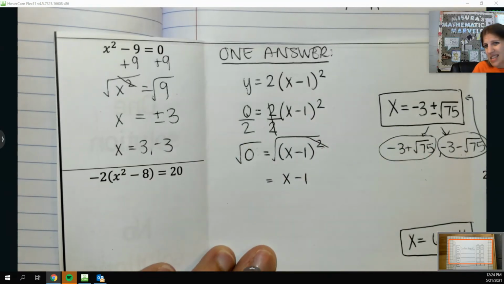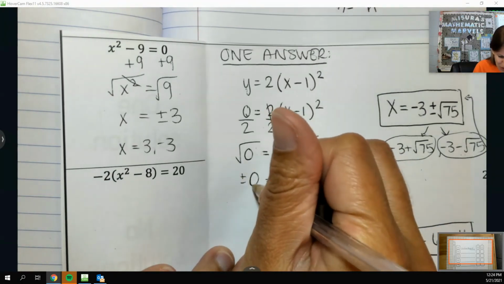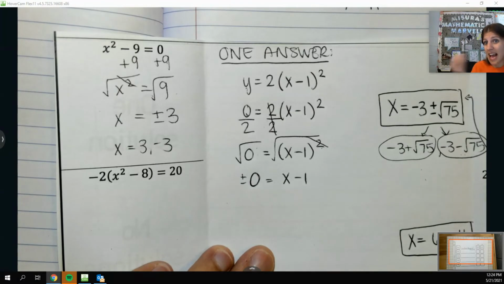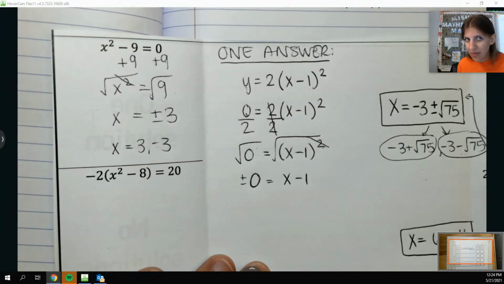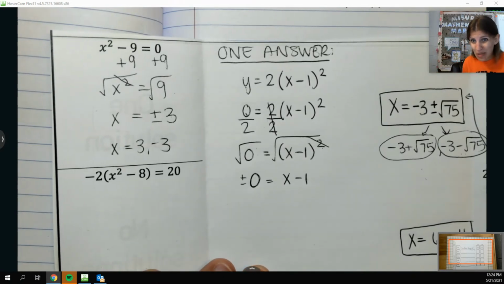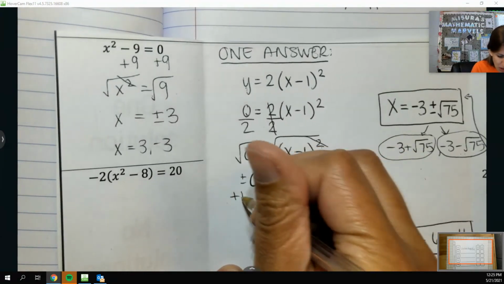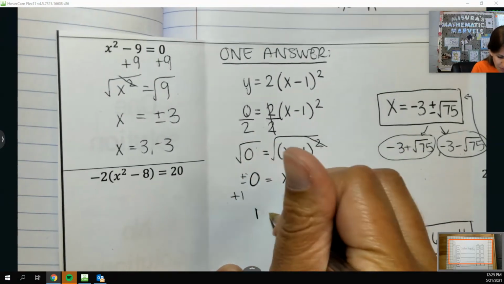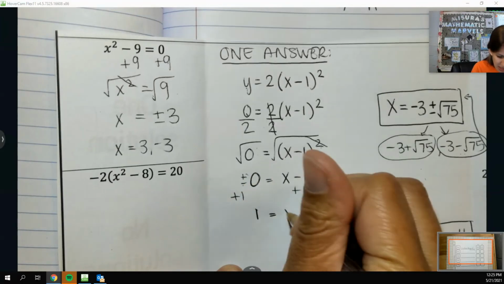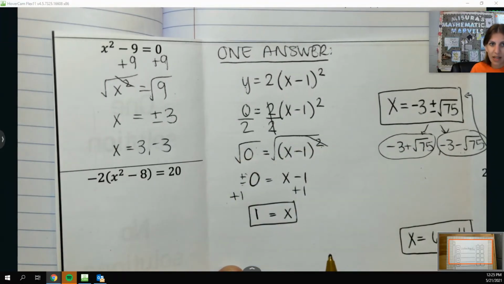Over here, the square root of 0 is just 0. And you could put a plus or a minus in front of it, but it doesn't matter. If I add 0 to something or subtract 0 from something, it's still going to be that thing. So the plus or minus doesn't matter. And then the last step in getting x alone is to add the 1 over. So 1 plus 0 is 1. And 1 minus 0 is still 1. So really, I just have an answer of 1.